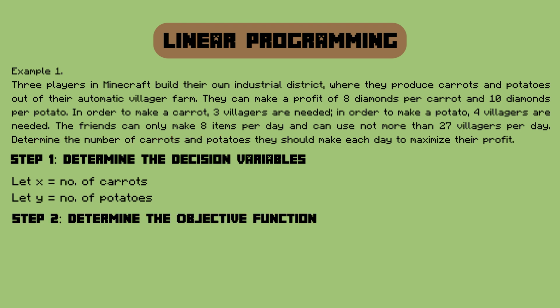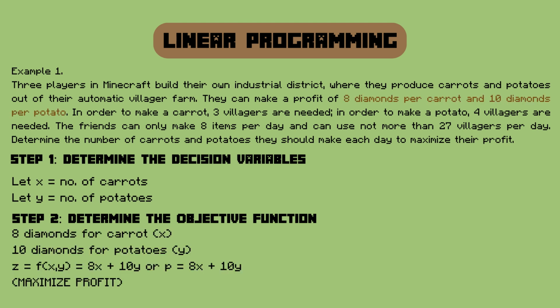The second step is to determine the objective function, which is the quantity that needs to be maximized or minimized. In this problem, we are tasked to maximize profit. The problem states that the three players can make a profit of 8 diamonds per carrot and 10 diamonds per potato. From this, we can determine our objective function, which is profit, or P equals 8x plus 10y.